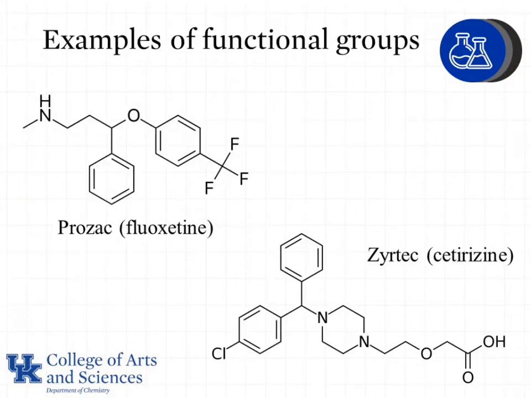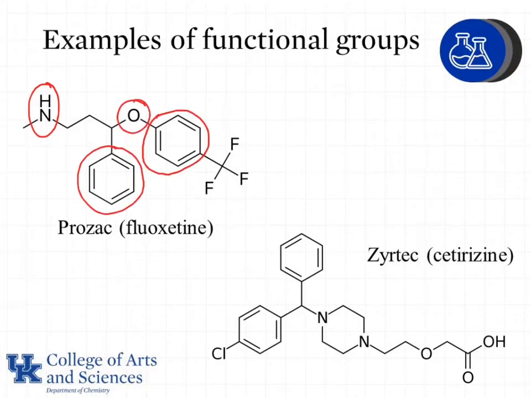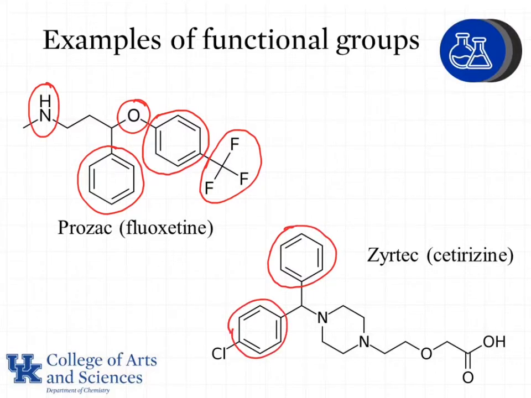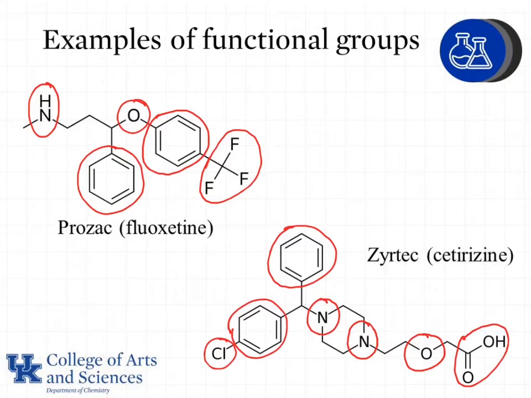So let's look at some examples of molecules that have functional groups. Prozac, which is the commercial name for fluoxetine, has multiple functional groups present. We see some of these involve multiple bonds, some involve nitrogen, oxygen, or even halogens. Zyrtec, also known as cetirizine, has multiple bonds, halogens, nitrogens, and oxygens in a couple of different formats.